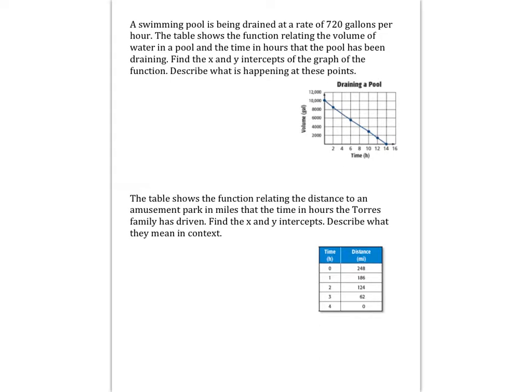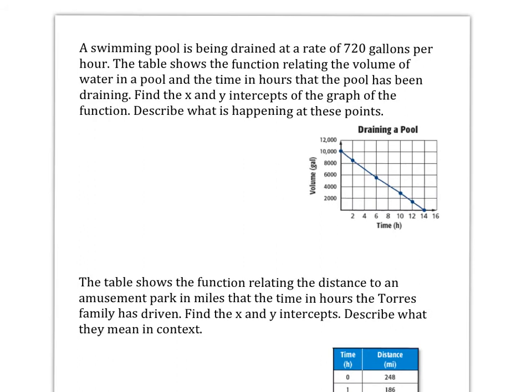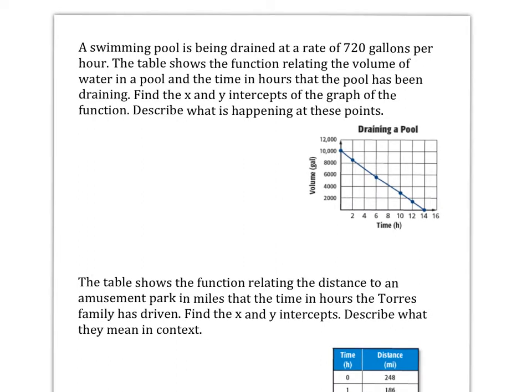Now we are going to look at x and y intercepts from word problems, and we're going to connect what these intercepts mean within a real life situation. Let's take a look at the first example. A swimming pool is being drained at a rate of 720 gallons per hour. The table shows the function relating the volume of water in a pool and the time in hours that the pool has been draining. Find the x and y intercepts of the graph of the function. Describe what is happening at these points.